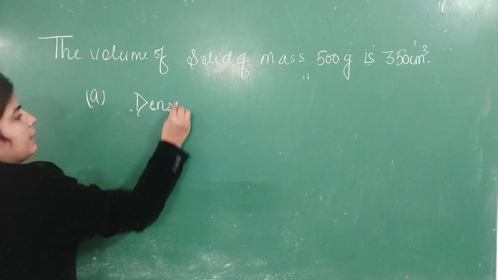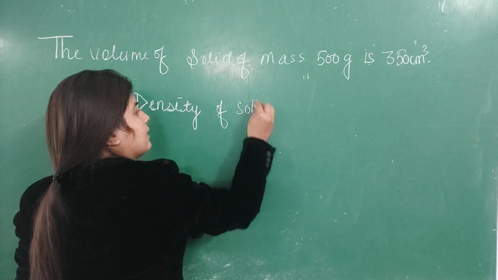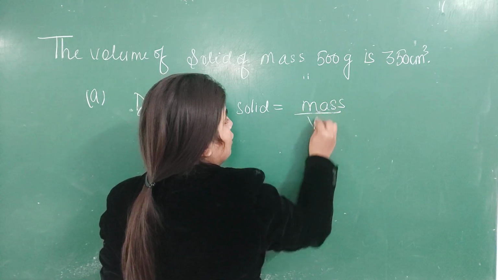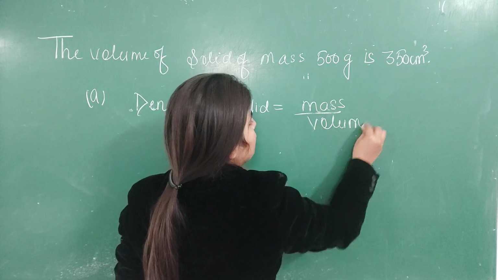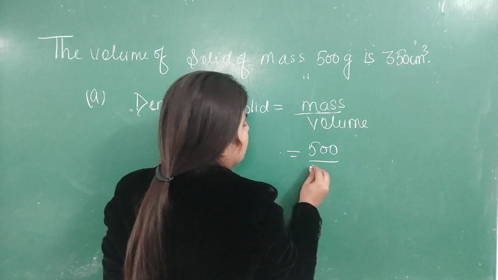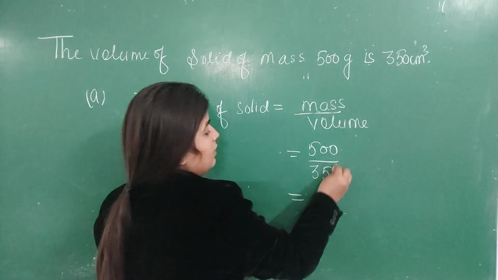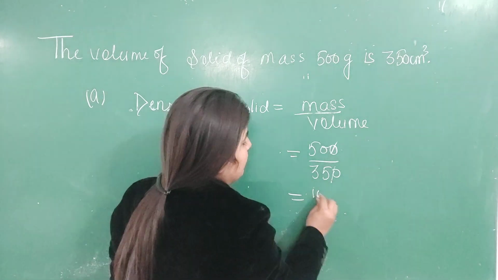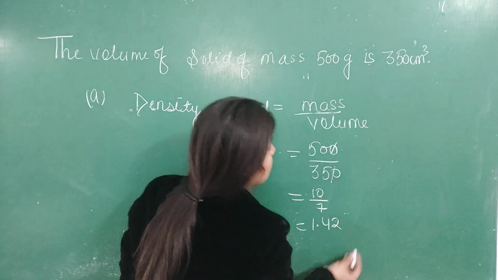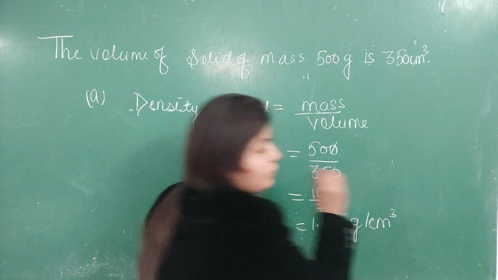We know that the density is equal to what? Density is equal to mass upon volume. So what is the mass of the solid? Mass of the solid is 500 gram. And what is its volume? That is 350. So if we solve it, what will be its value? It will be 10 upon 7, that is 1.42 gram per centimeter cube. That is the density of the solid.